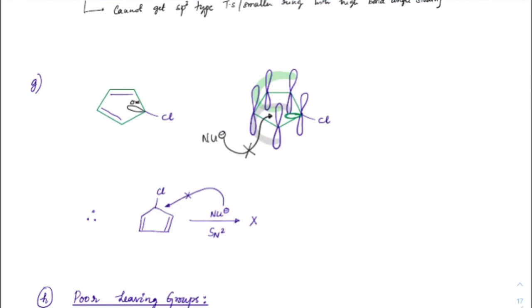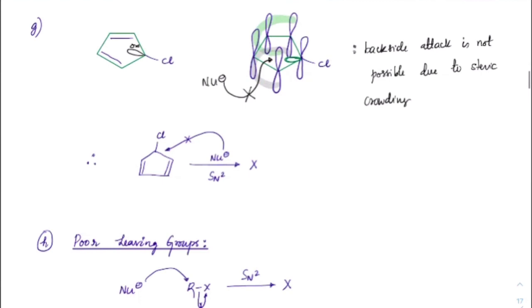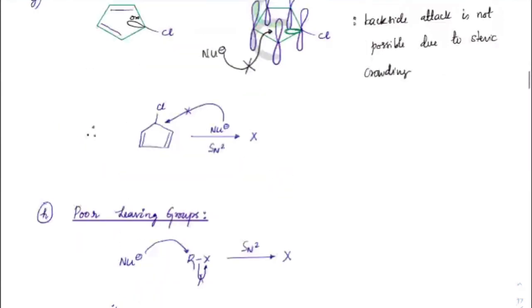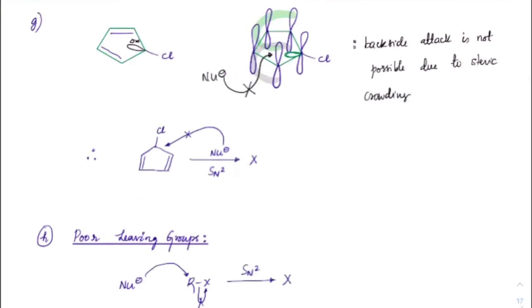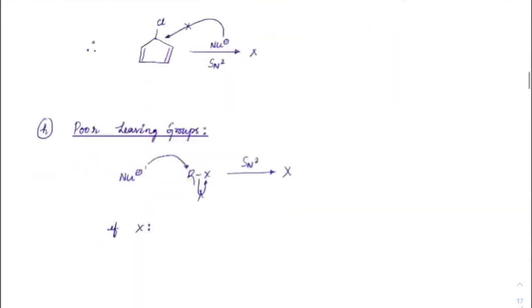So therefore, the main reason for this is that backside attack is not possible due to steric crowding. This is the important reason for it. I hope you understood why this doesn't happen. SN1 definitely doesn't happen. SN1 is more about carbocation formation, which we will come to when we discuss SN1.